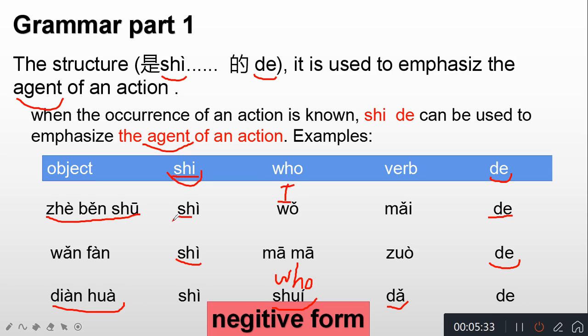So 这本书是我买的。We can say 这本书不是我买的。And this is the negative form, and it means this book is not bought by me. The next one, 晚饭是妈妈做的。So we can say 晚饭不是妈妈做的。So the dinner is not made by mom. And then the last one, 电话是谁打的？Because this sentence is a question form, we don't need to change it to a negative form.